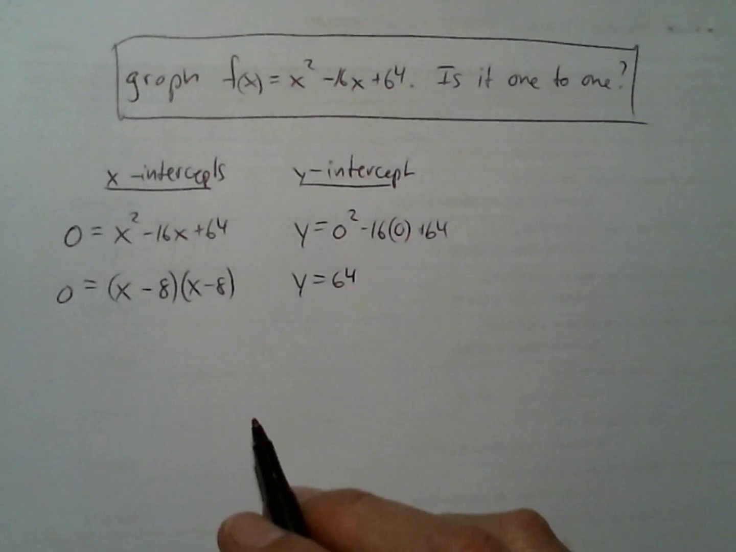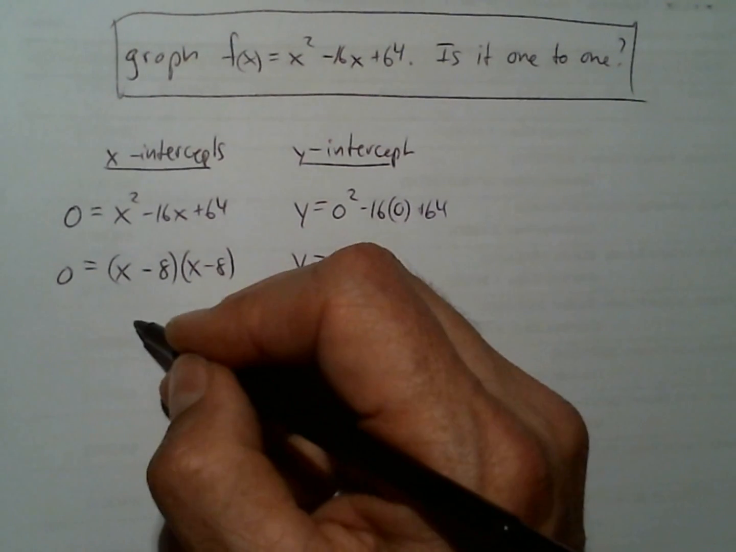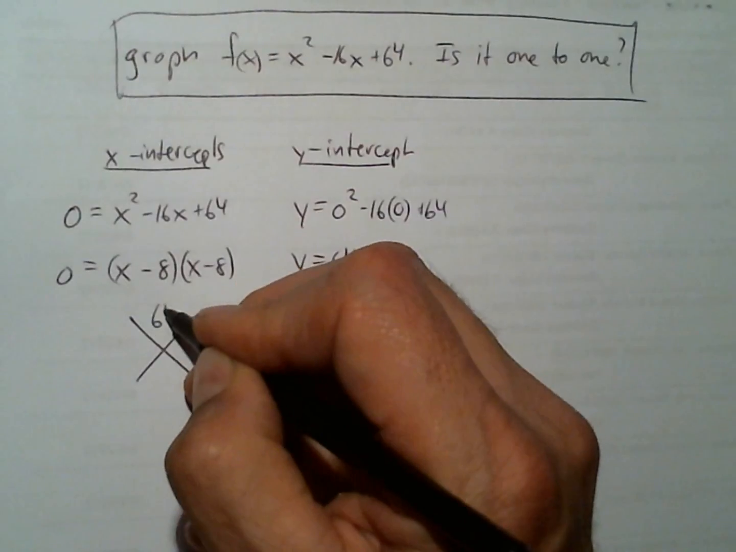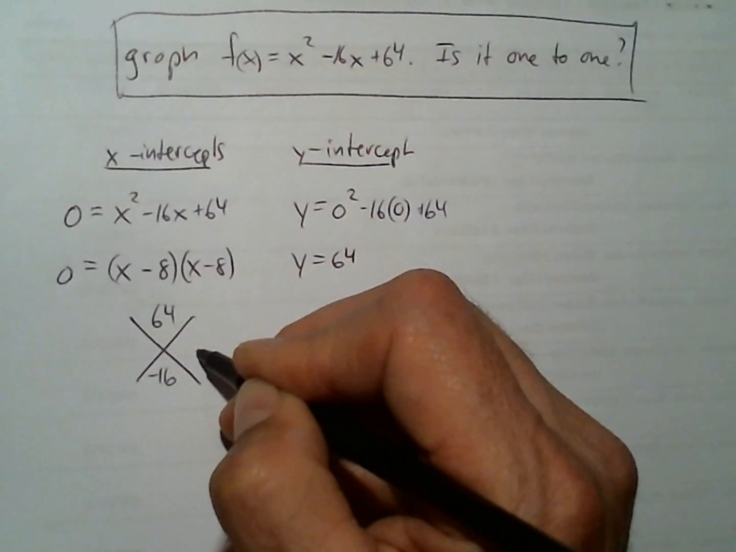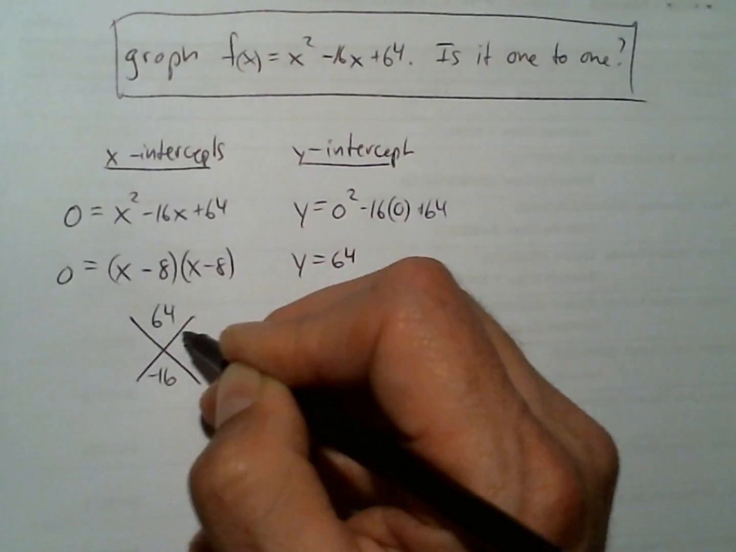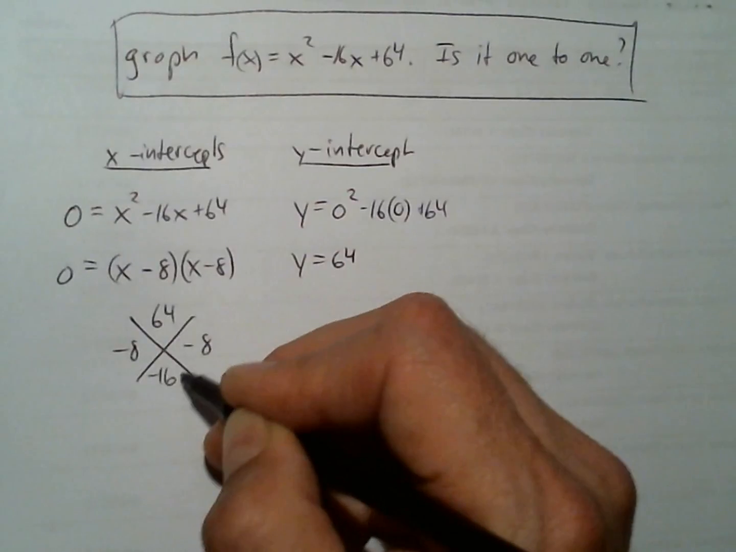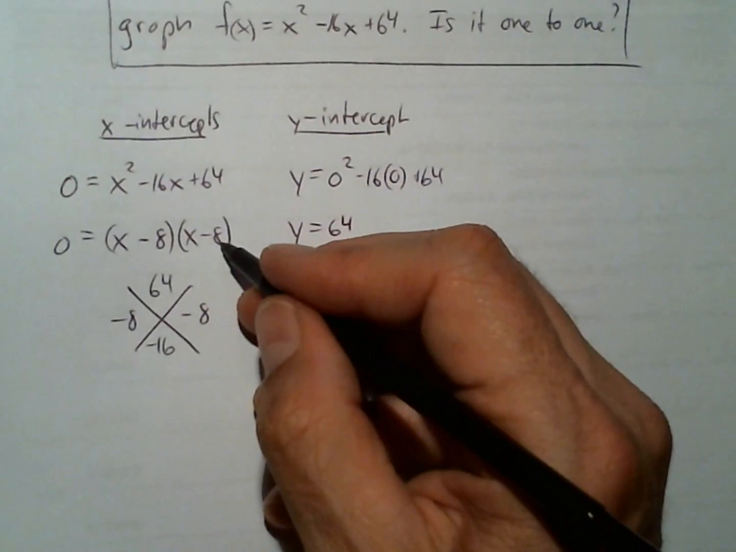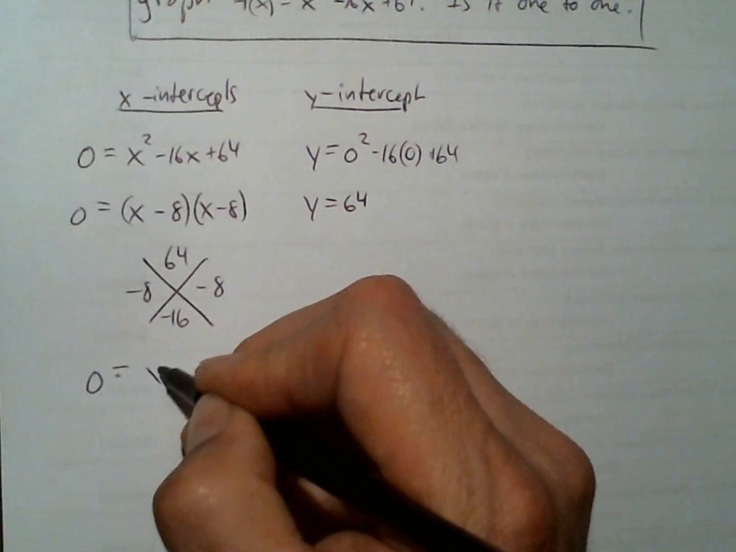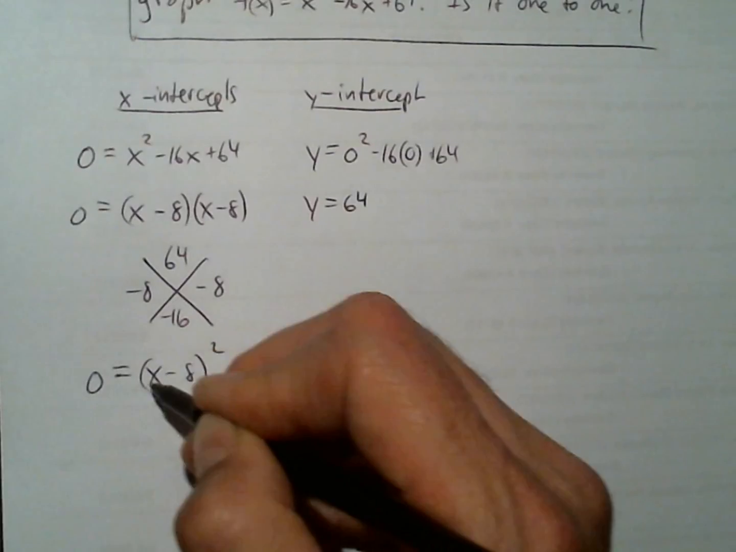And if you don't see how this was done, you can do it like this. Multiply to get 64, add to get negative 16. So negative 8 times negative 8 is 64, and I add to get negative 16. That's how we can get that. And we'll have (x minus 8) squared.